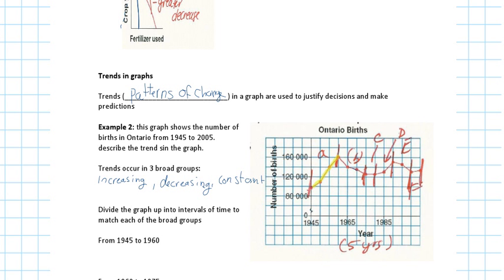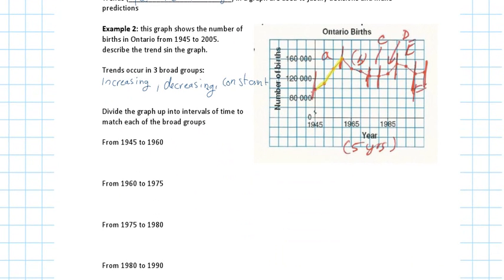It's rapidly increasing, right? So from 1945 to, I want to say that's 1960, we see a rapid increase in Ontario's births, right? So we can say that the number of births rapidly increased to a maximum of 160,000. Now, you can write it in any way you want. I'm just going to write it as this statement, okay?